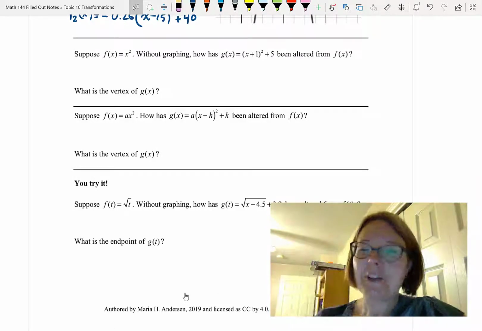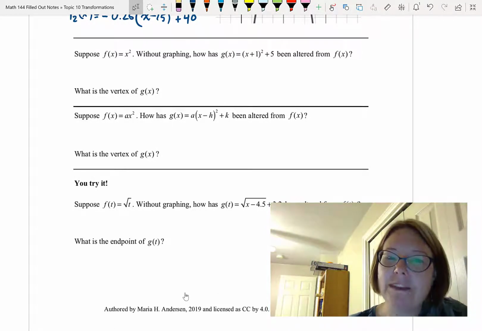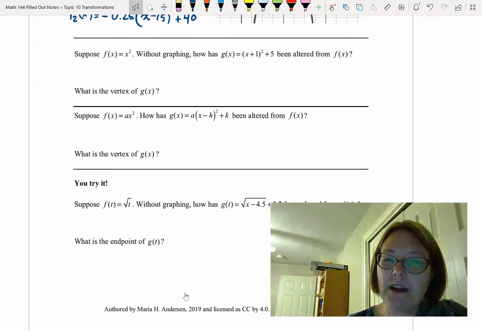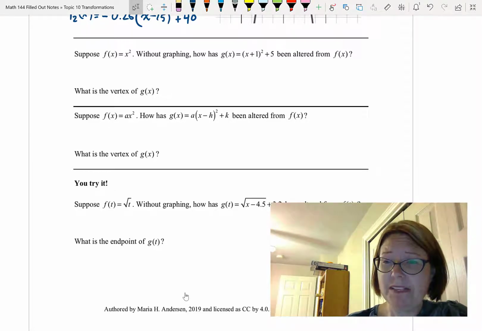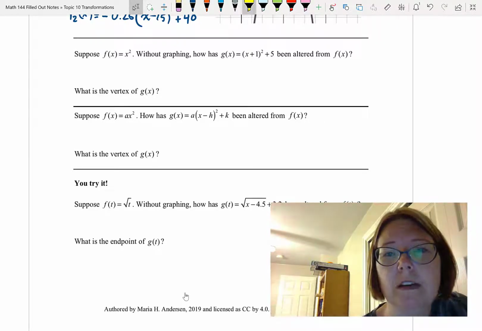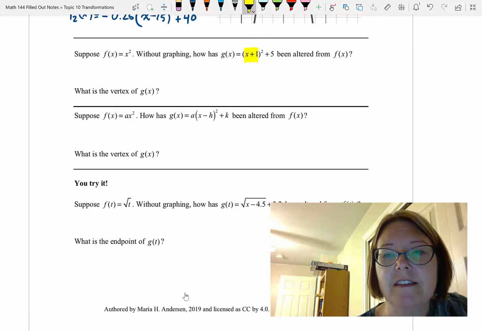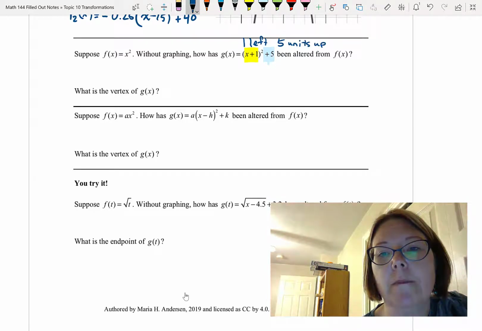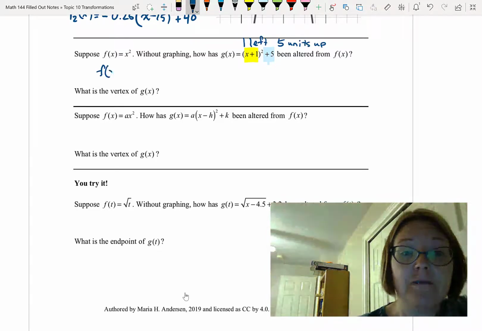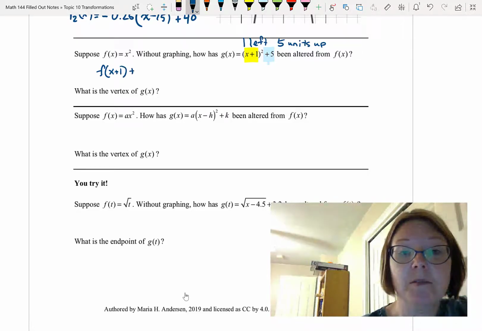Now let's just think a little bit deeper about what we've done. Let's say we start with f of x equals x squared. Without graphing it, how has g of x equals, in parentheses, x plus 1, that quantity squared, plus 5 been altered from f of x? Well, the x plus 1 inside the square tells us it went 1 unit left, and the 5 outside the square tells us it went 5 units up. If you found f of x plus 1 in parentheses and then plus 5 on the outside, you would actually get g of x.